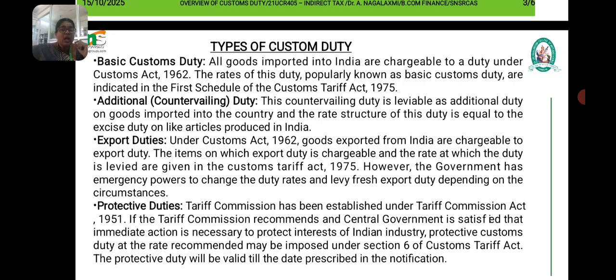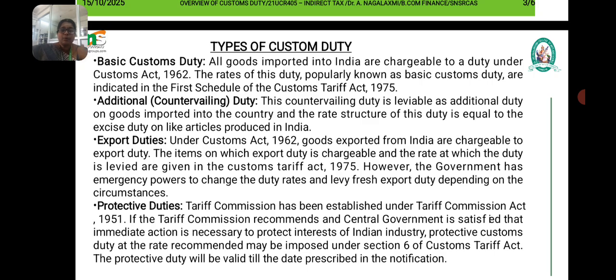For example, if one good is already produced in India, even if that good is imported from another country, whatever the Indian manufacturers pay as excise duty, that percentage of excise duty will be charged in addition to the basic customs duty as additional countervailing duty. This is the second type.